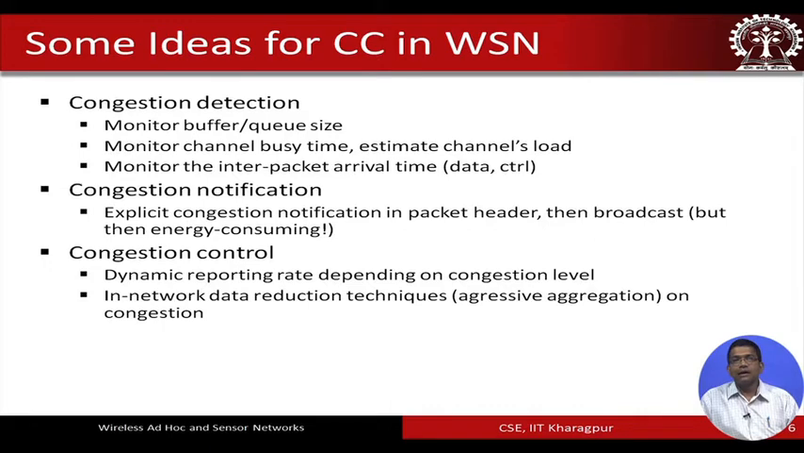Third is congestion control, which basically involves dynamic reporting of the rate depending on the congestion level. If congestion is coming closer or is happening, then to control congestion, the rate at which the source node should send the data has to be reported and controlled by the node which is affected by congestion. In-network data reduction techniques on congestion are required in order to control congestion.